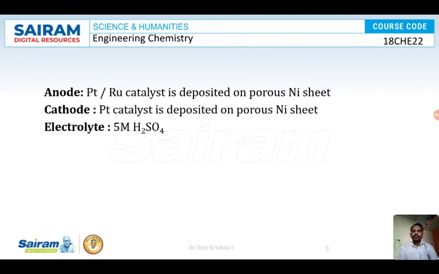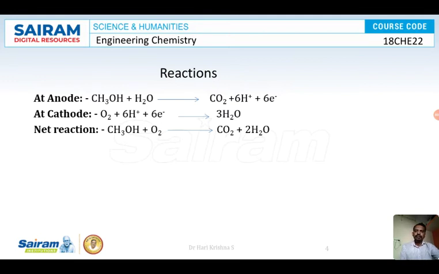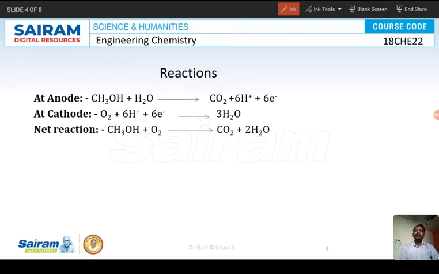As I told you, the anode is made up of nickel sheet coated with platinum or ruthenium, and the cathode is also made up of porous nickel sheet coated with platinum. The electrolyte used here is 5 molar sulfuric acid. Now the electrode reactions. What happens at the anode? At the anode, methanol in presence of water undergoes oxidation to liberate carbon dioxide, protons and electrons.